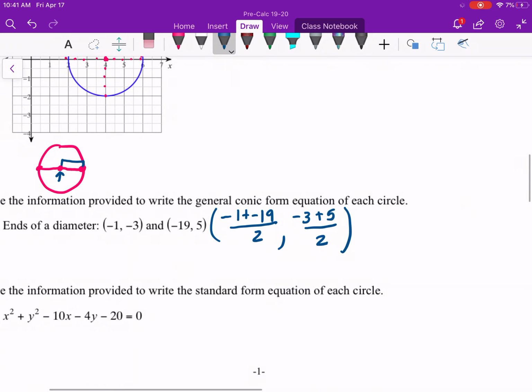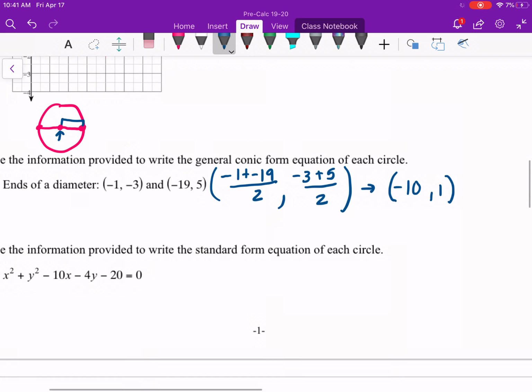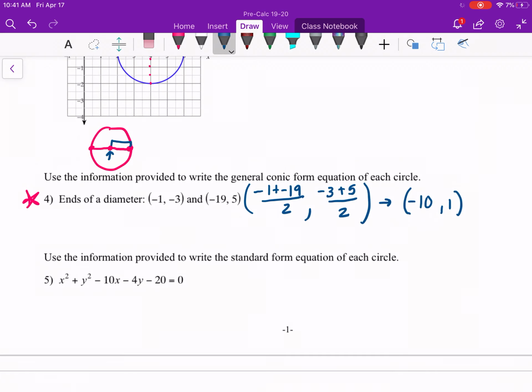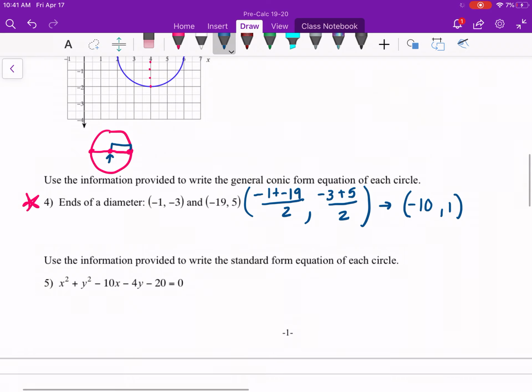So our center is going to be at -10, +1, okay? -1 plus -19 is -20, divided by 2 is -10. -3 plus 5 is +2, divided by 2 is 1. So that's my center, and now the radius is the distance from the center to either one of these points. It doesn't matter which one, because the radius going this way is the same thing as the radius going that way. So it doesn't matter what distance you find.